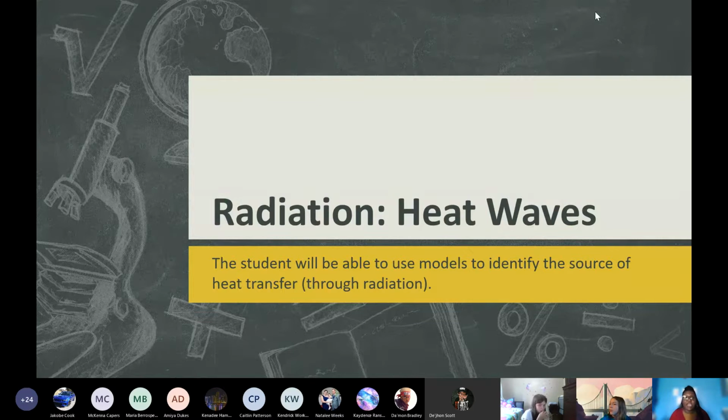And the learning objective for today is the students will be able to use models to identify the source of heat transfer through radiation. So whenever Ms. Neville's talking about identifying models, we want to be able to look at an image, look at a picture, and be able to explain what's happening there. Okay?